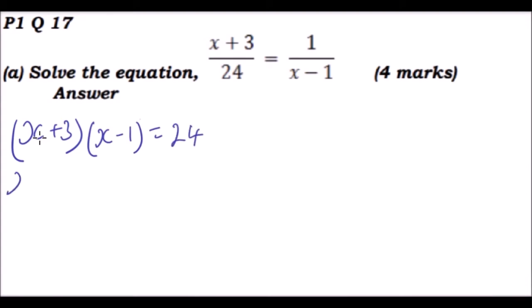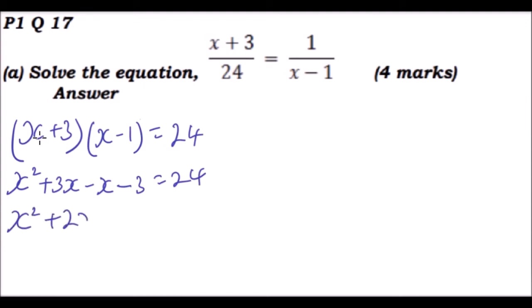So you open the bracket, you have x squared plus 3x minus x, and then we have minus 3 is equal to 24. You rearrange your equation, you have x squared plus 2x minus 27 is equal to 0.